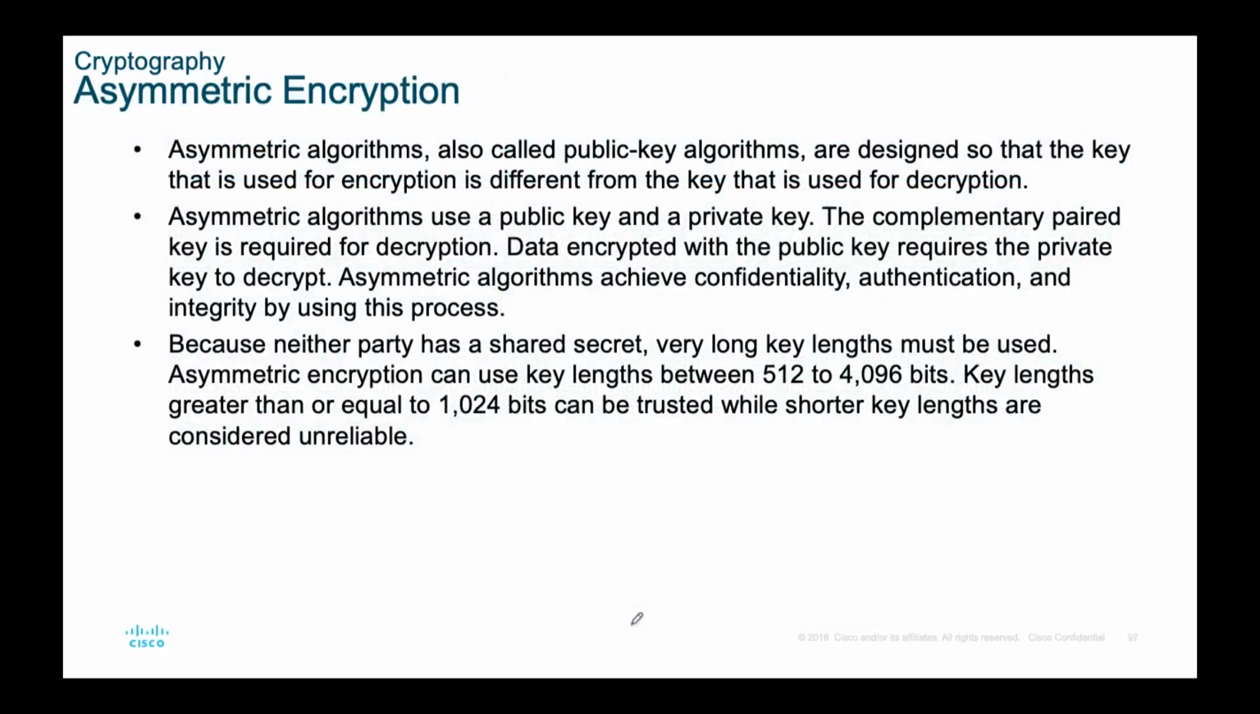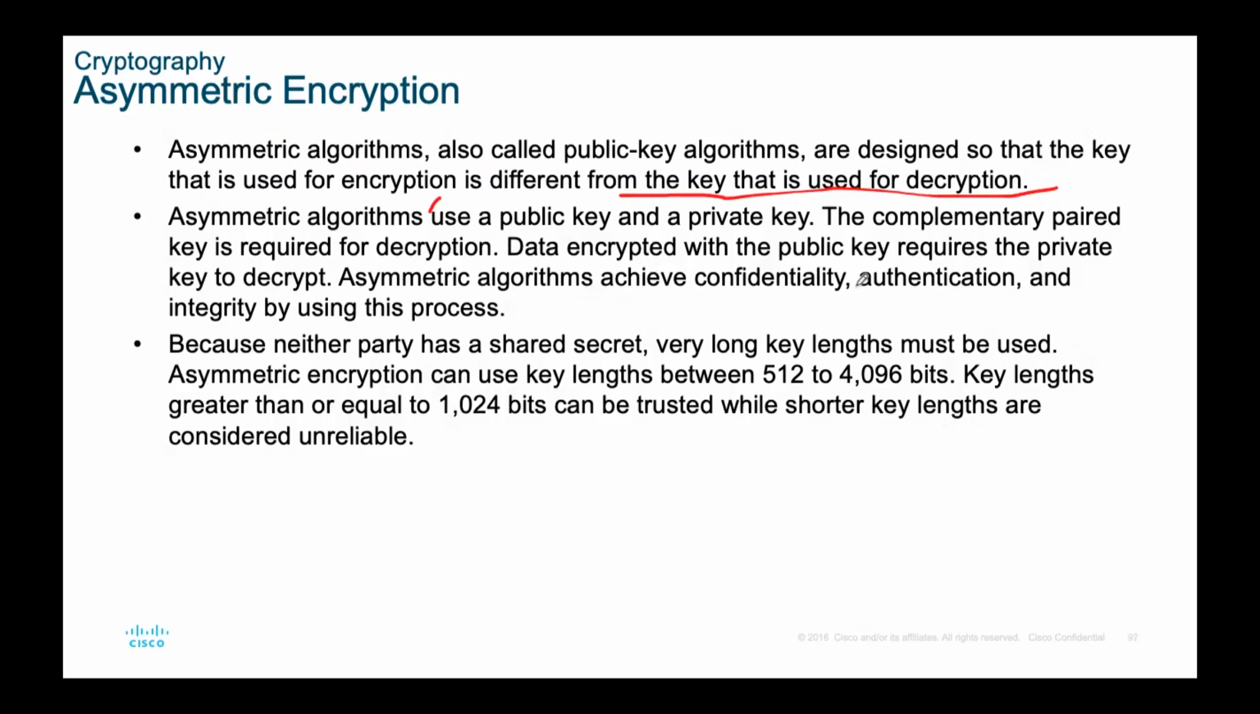Asymmetric encryption. Asymmetric algorithms, also called public key algorithms, are designed so that the key that is used for encryption is different from the key that is used for decryption. Asymmetric algorithms use both a public key and a private key. The complementary key pair is required for decryption. Data encrypted with the public key requires the private key to decrypt. Asymmetric algorithms achieve confidentiality, authentication, and integrity by using this process.